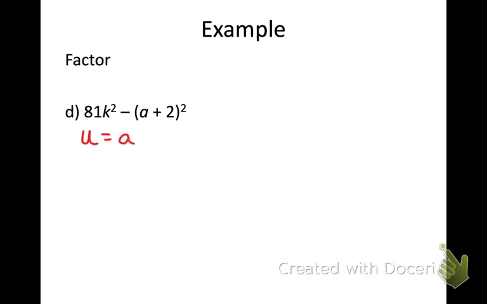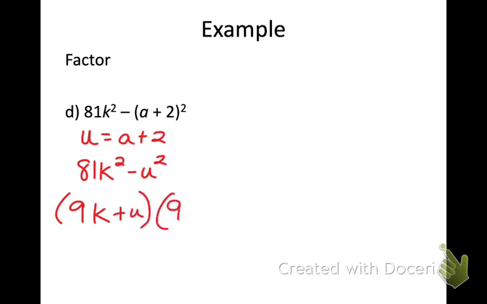A plus 2, good. So let U equal a plus 2, which now turns our equation into 81k squared minus U squared. Can we factor that? Hopefully. That would be 9k plus U, 9k minus U. And then what do we do?